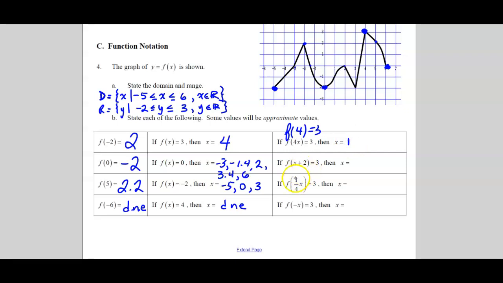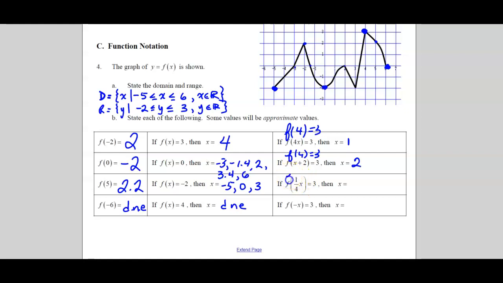So same thing here now. In the brackets we have x plus 2. We still have f has to equal 3. So again, f of 4 equals 3. So what plus 2 gives you 4? 2. We're going back to elementary school, right? So 2 plus 2 is 4. So x is 2.